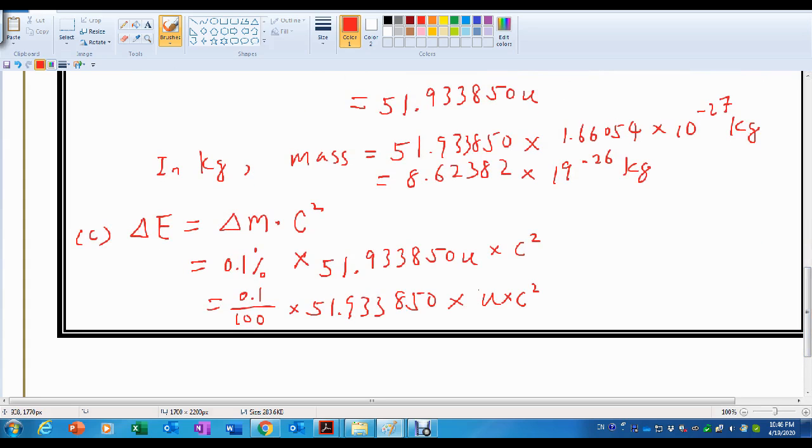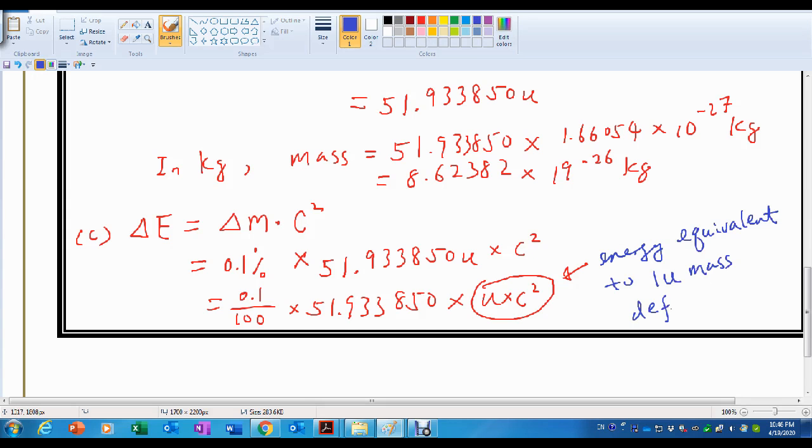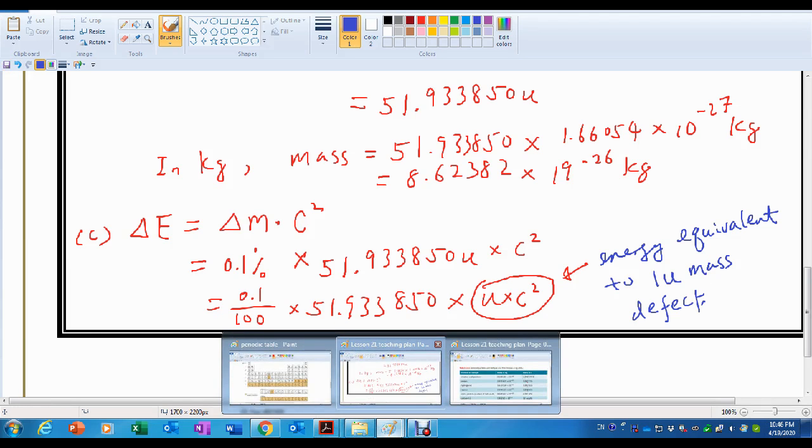Let's see this one. What does it mean? It means U times c squared. It means the energy equivalent to 1 U mass defect. Have we got that before? Yes. If you still remember, just turn back to the last page.